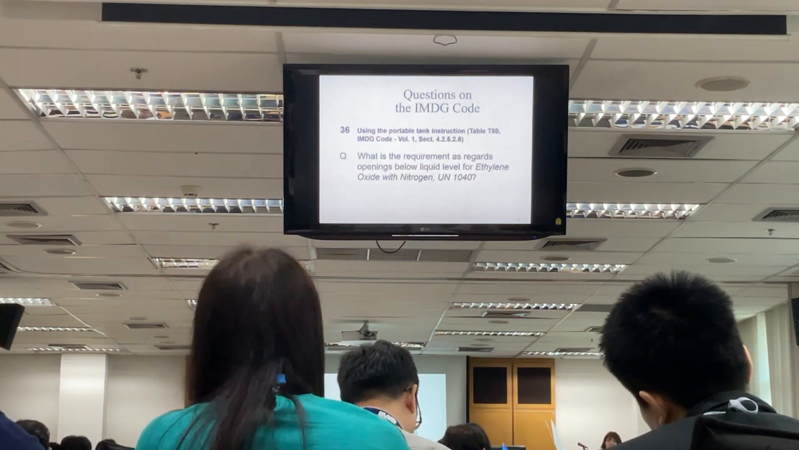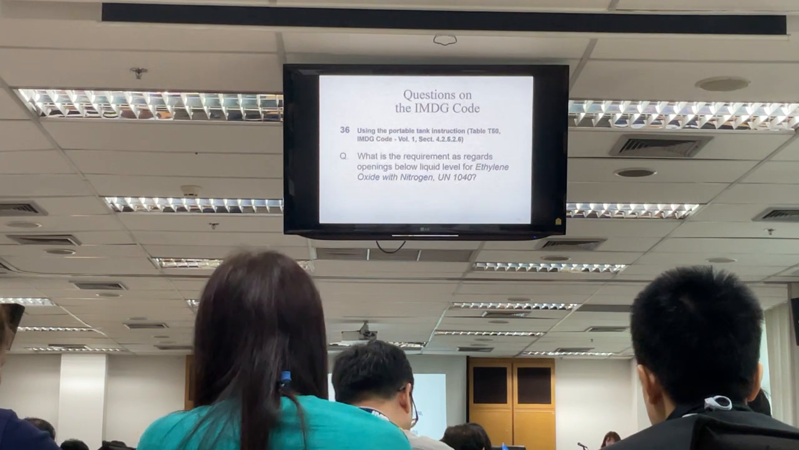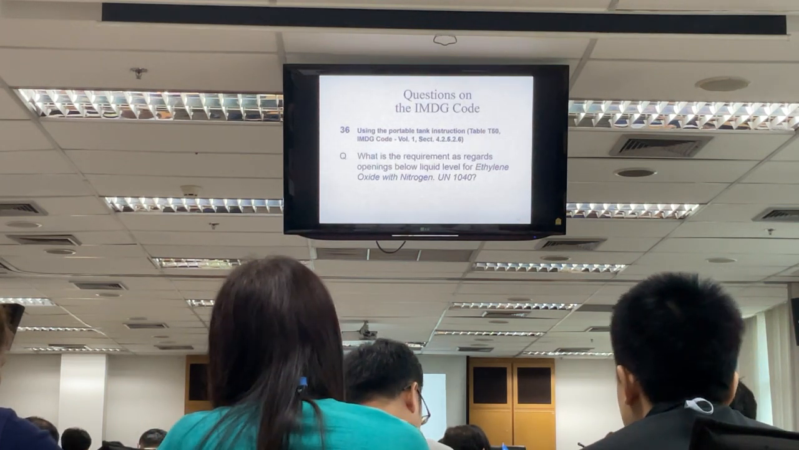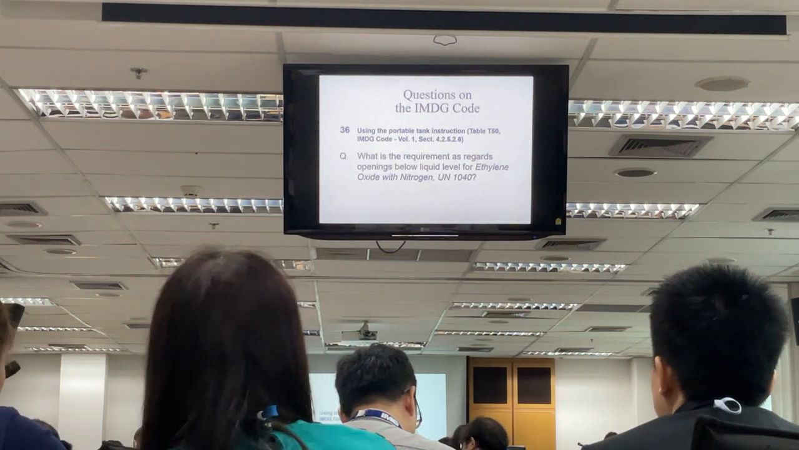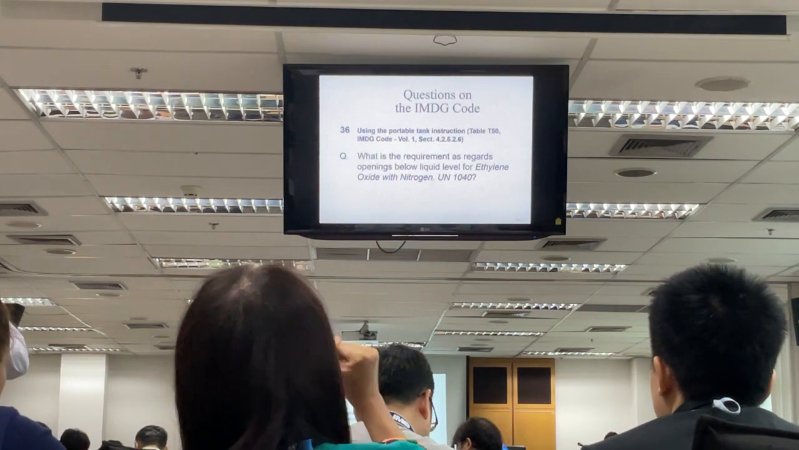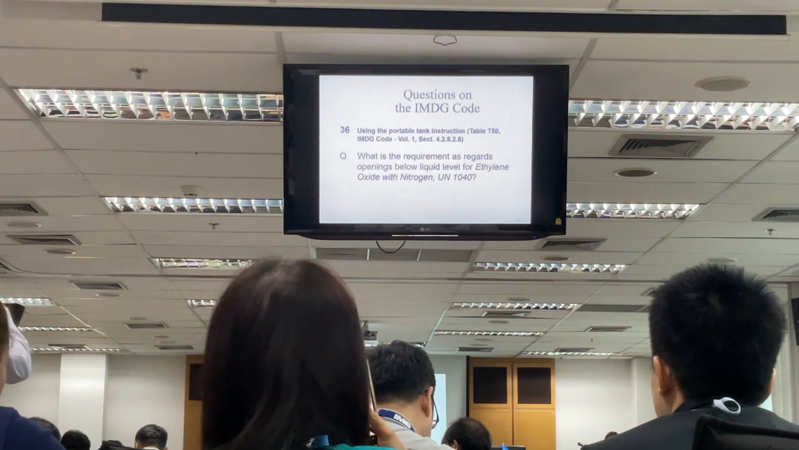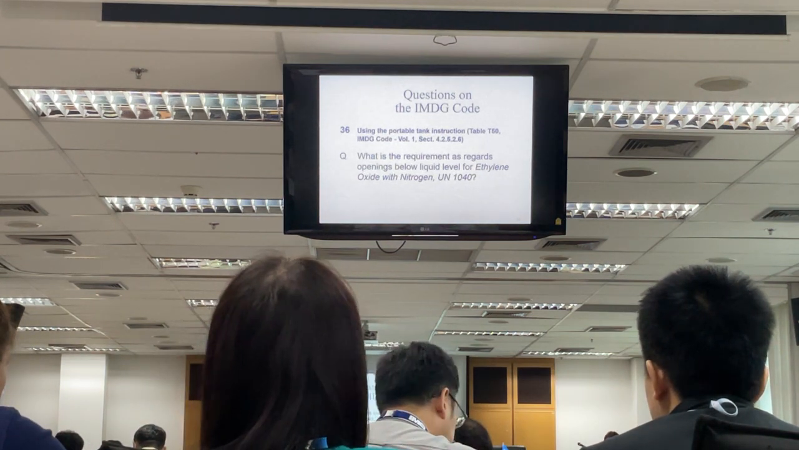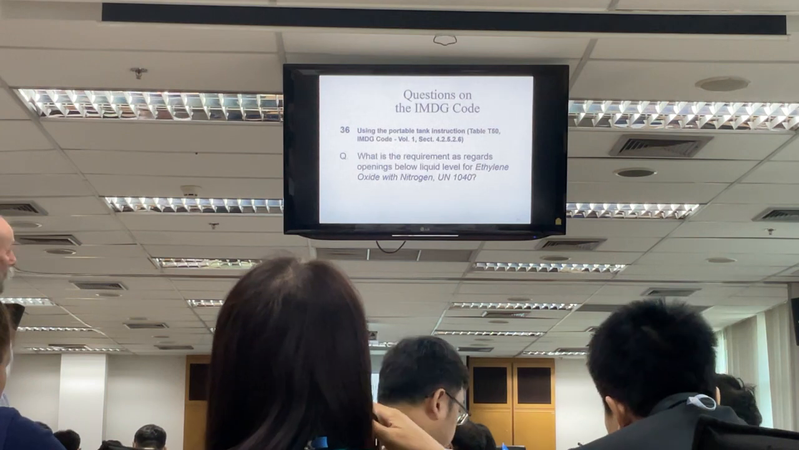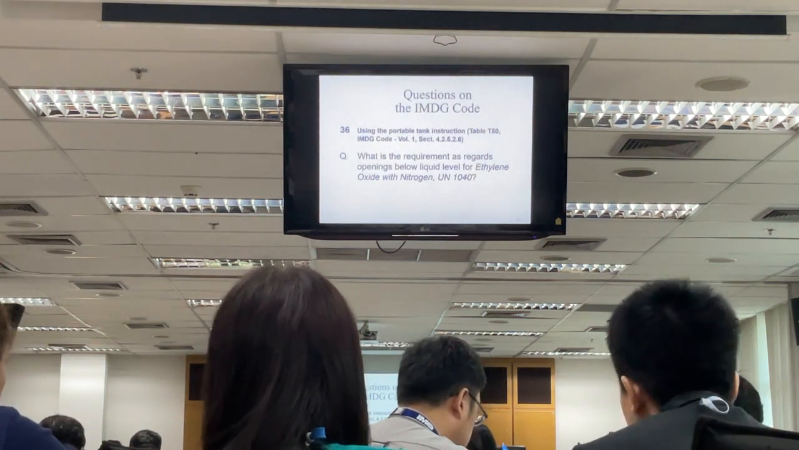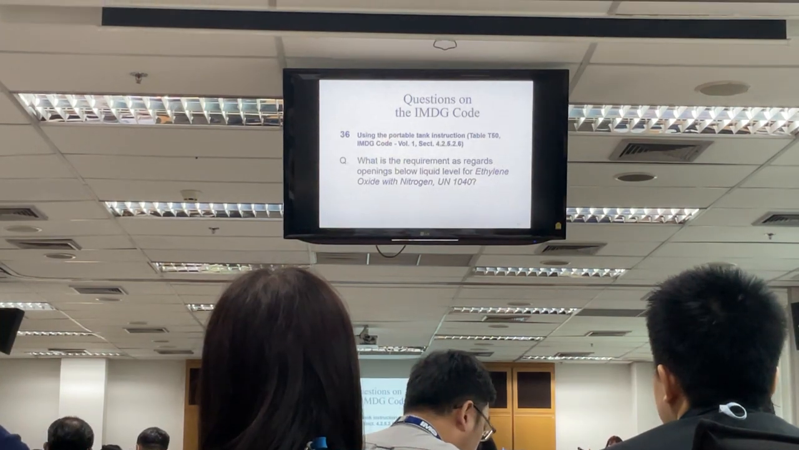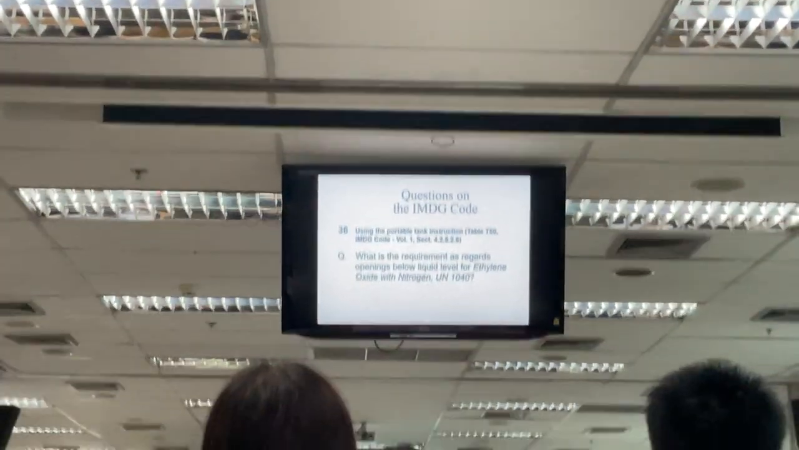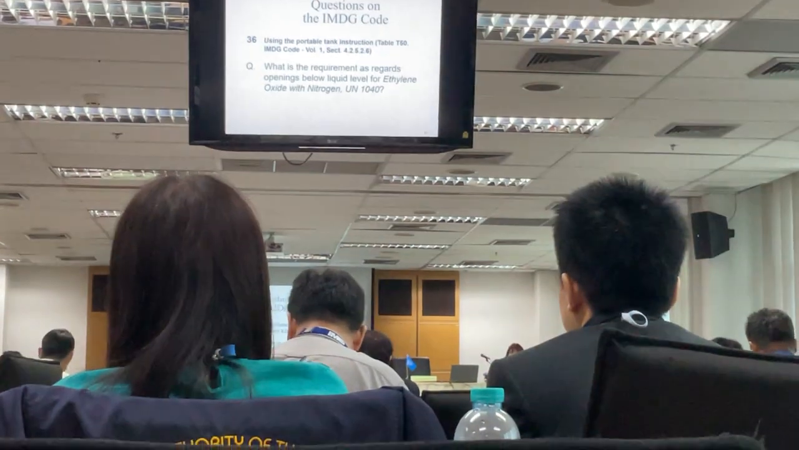36. Using the portable tank instruction, table T50. T50 is for gases. IMDG Code Volume 1, section 4.2.5.2.6. We should go to Volume 1. What is the requirement as regards openings below liquid level? You remember we did talk about the openings, if they are allowed or not for tanks. You go to that table for gas.